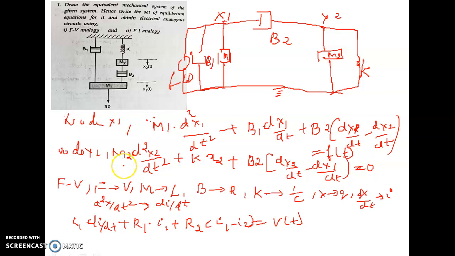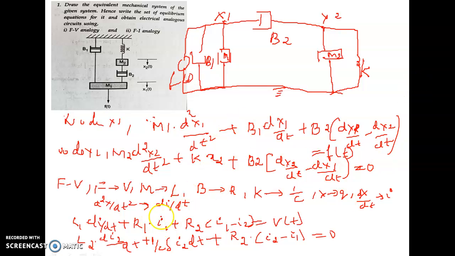Now let me write it for the second expression. We have m2. So m2 is nothing but L2 into d square x2 by dt square, that is di2 by dt, plus k. K is analogous to C, that's 1 by C into x2. So x is analogous to q, that is dx by dt is analogous to I. So if I take for x, that is integral of I dt, plus b2. b2 is nothing but r2 into dx2 by dt, that is I2 minus I1, is equal to 0. So these are the two equivalent expressions, or else FE analogy expressions, for the given two mechanical expressions.